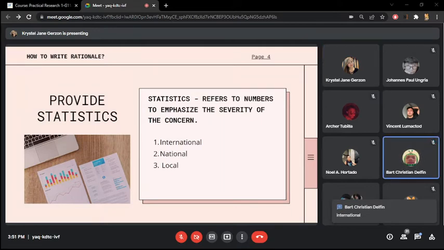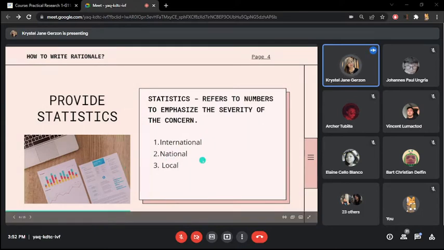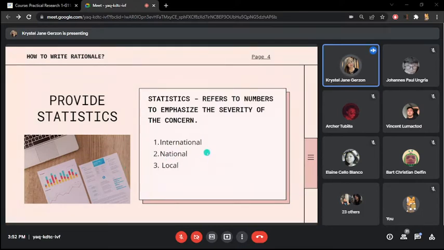International. International. International. How about the others? What do you think, guys? Others say international. It's actually the local, guys, because this is where we can best relate.